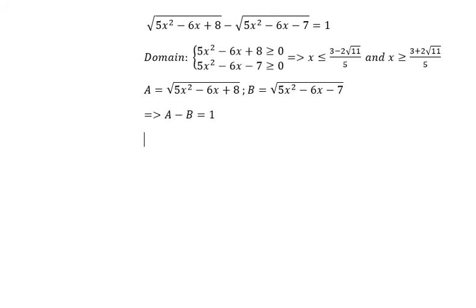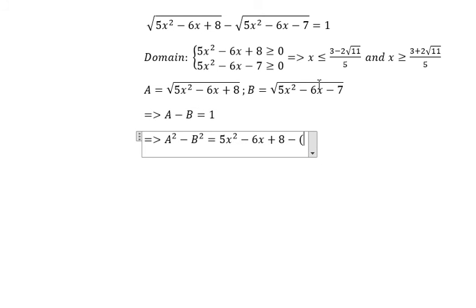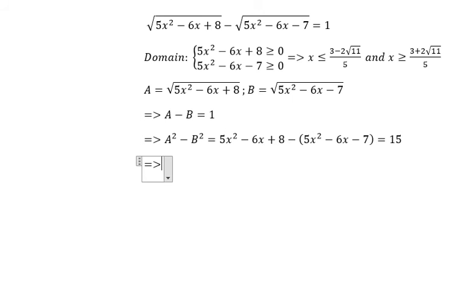Next, if we put A to the power of 2 minus B to the power of 2, you destroy the square root, and you got this one minus this one. So you will get 15, and we create the second equation. And now we create the system of equations.